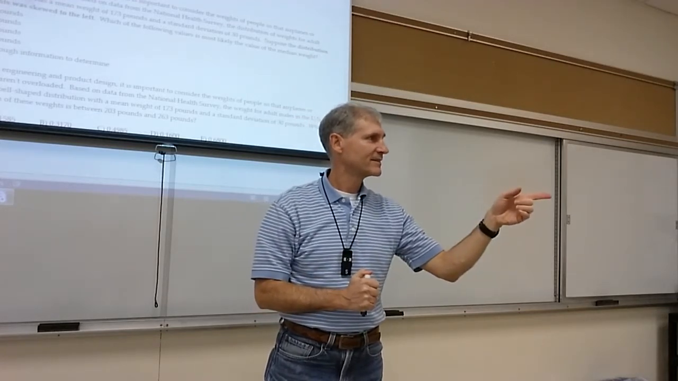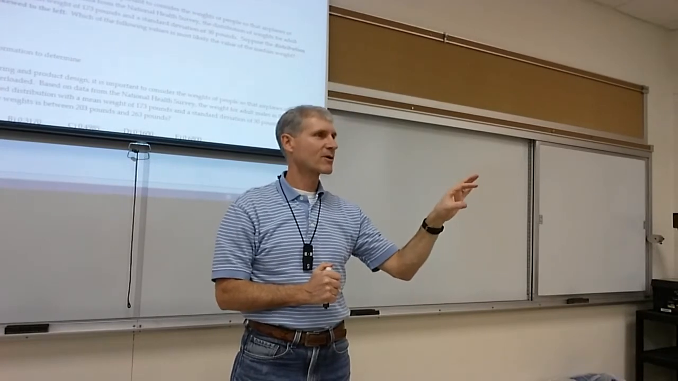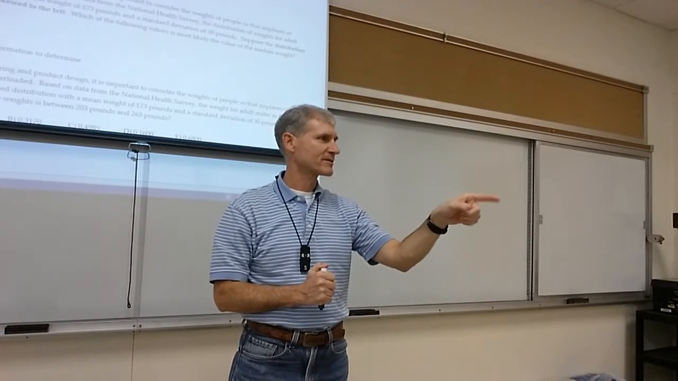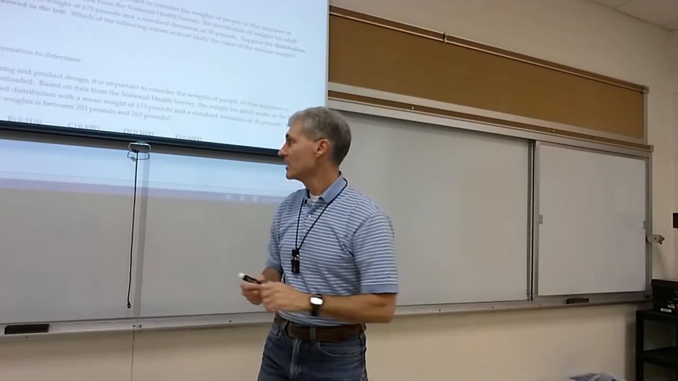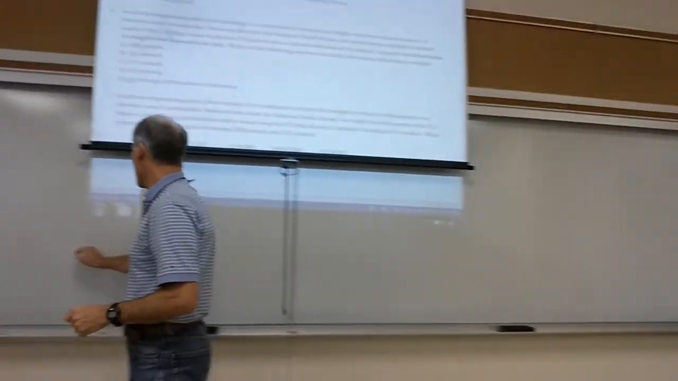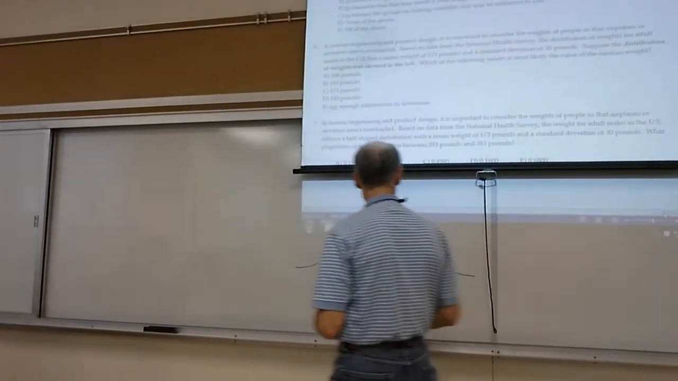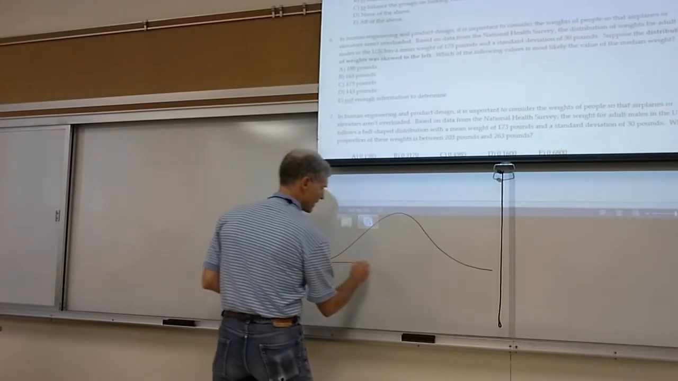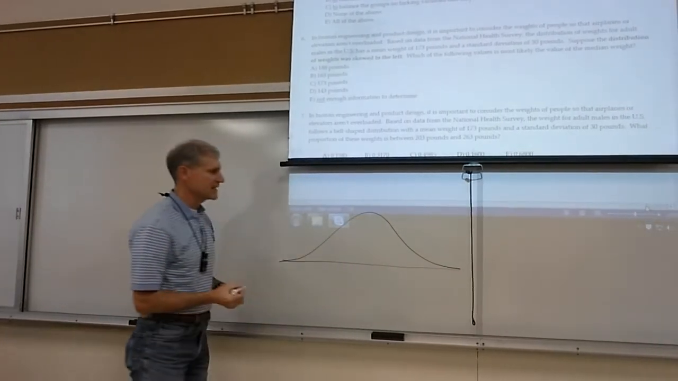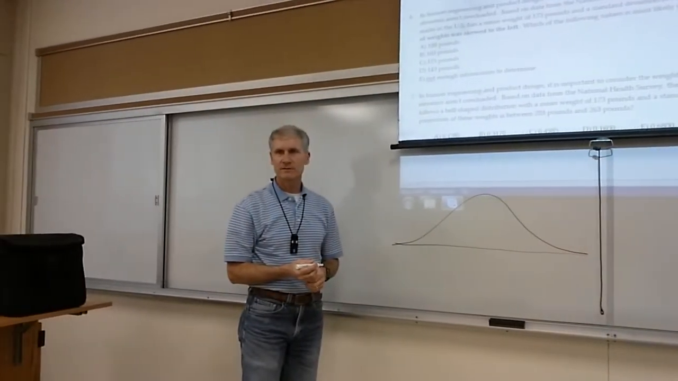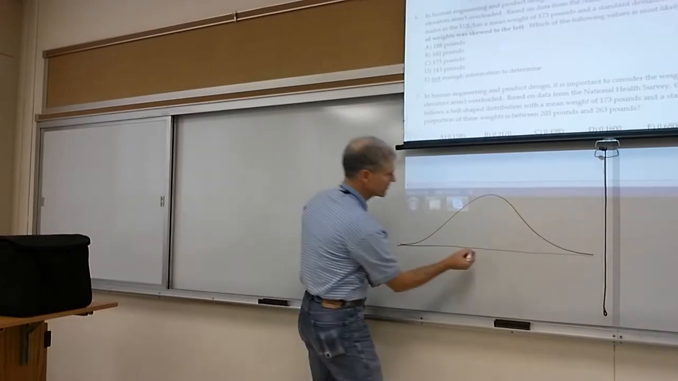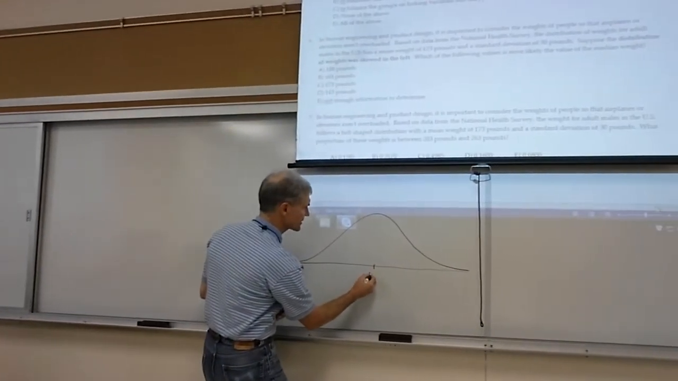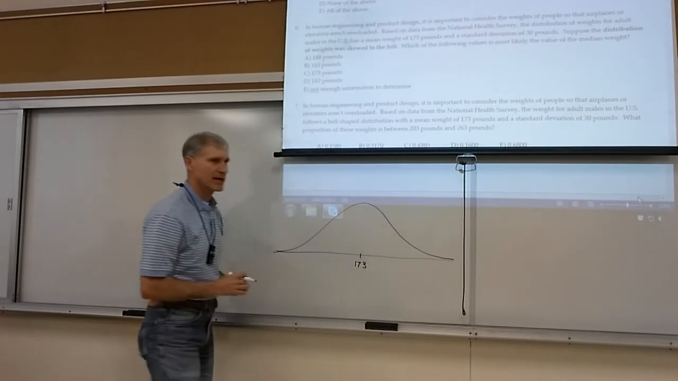What'd you say? Yeah, we talked about quartiles a little bit. That's not what we're after. I heard somebody else. Empirical rule. That's right. So if this thing is bell-shaped and symmetric, where's the mean in a bell-shaped distribution? Right in the middle. So the mean, it tells us, is 173 pounds.